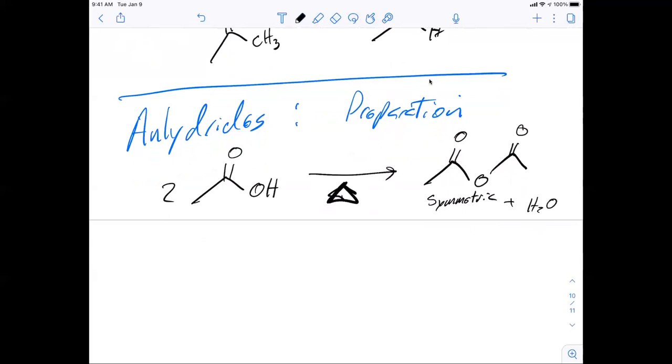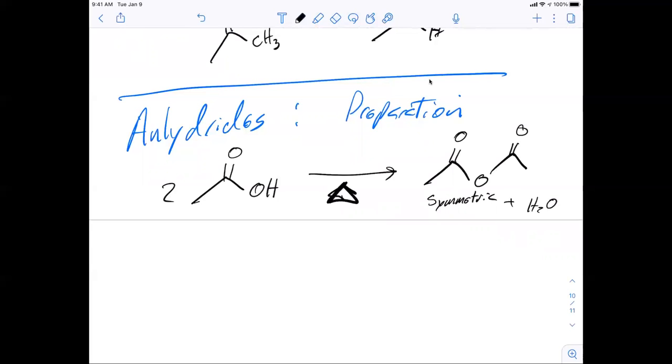So in an industrial process, there are materials that will absorb water that you can put in the process, and that's actually going to drive this forward. So you actually remove the water and it drives it forward. In the lab, we do something similar. We distill the water off and we can drive it forward.